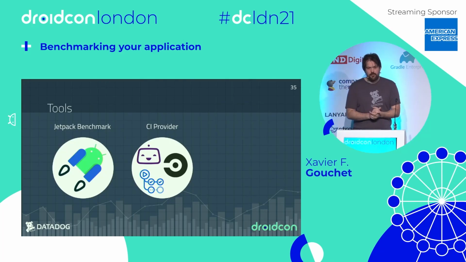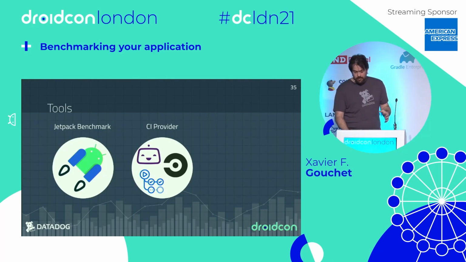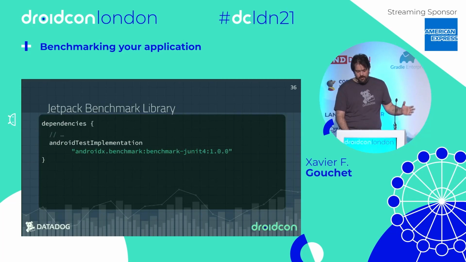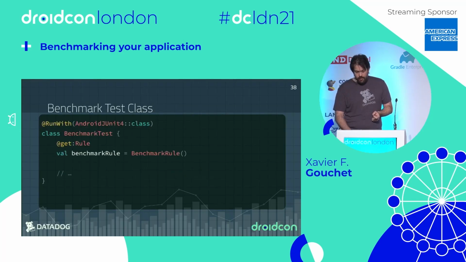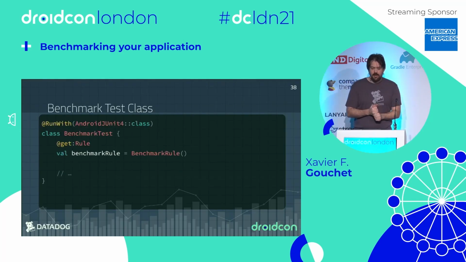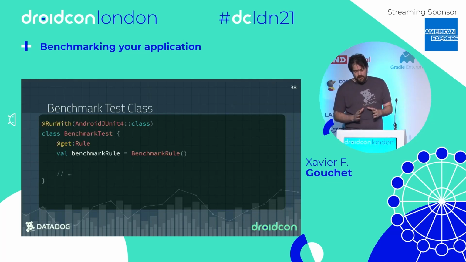So to do that, we're going to use the Jetpack Benchmark library, which is an amazing tool to measure things. It's very useful, very easy to add to your Gradle script. You add this androidTestImplementation with the library name. You just need to change the test instrumentation runner. And with this, you can create your own class based on the AndroidJUnit4 class, and add a rule. So if you've done a bit of instrumentation testing, this is very familiar. It's just another specific rule for benchmark.